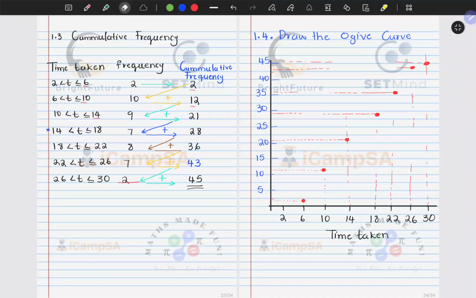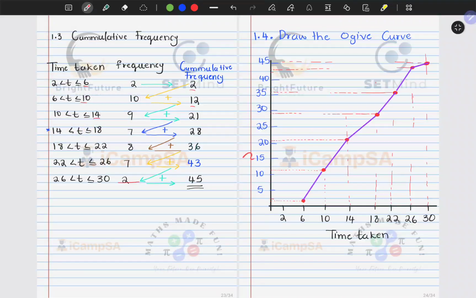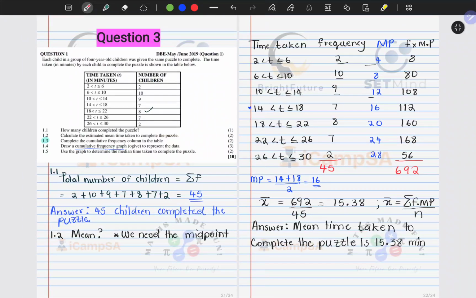So now what I need to do is to just connect these lines here. So that should connect with that, that with that, this one with this one, this one with this one, and that one with that one, and this one with that one. Okay, so that becomes our Ogive curve. And what you need to remember, on the vertical axis, that is our cumulative frequency. Okay, so I hope that that does make sense, and we are done.